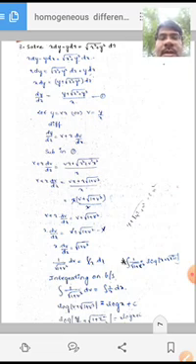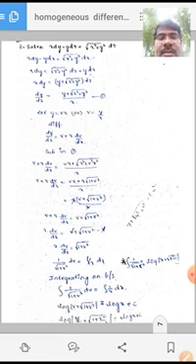Let y is equal to vx, v is equal to y by x. Differentiating on both sides, we get dy by dx is equal to v plus x dv by dx. Substitute in 1: v plus x dv by dx is equal to vx plus square root of x square plus v square x square by x. So x dv by dx is equal to vx plus x square root of 1 plus v square by x. After simplification, x dv by dx is equal to square root of 1 plus v square minus v. So x dv by dx is equal to square root of 1 plus v square.